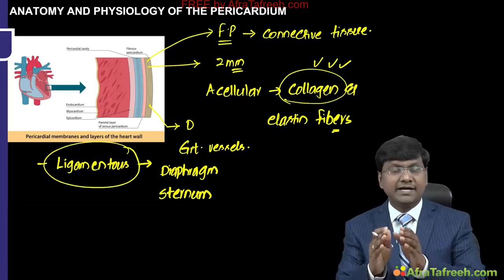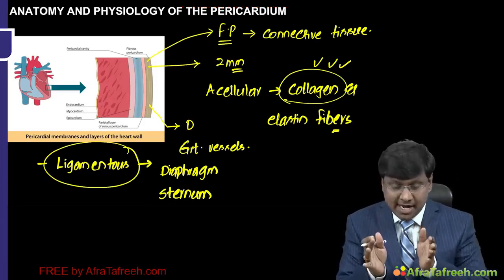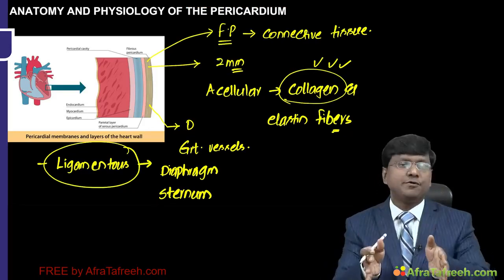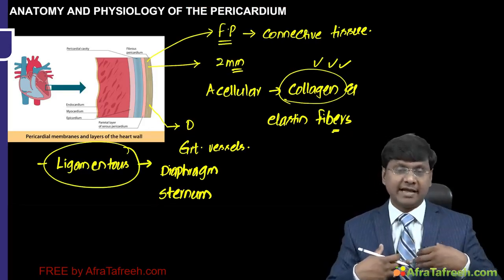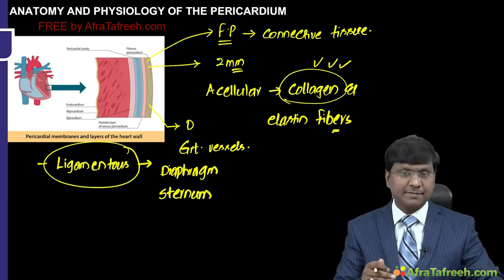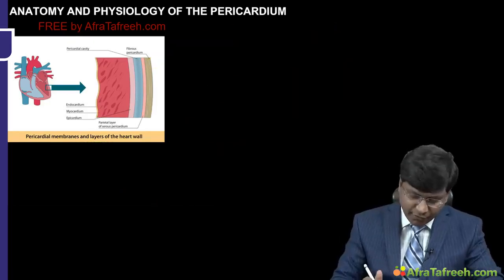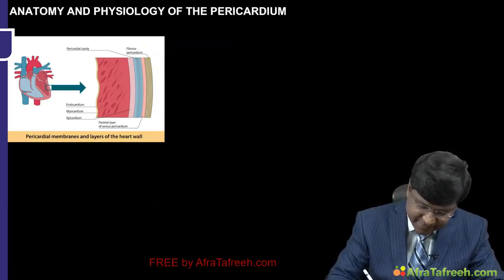The importance of the attachments is that these attachments ensure that the heart occupies a fixed position within the thoracic cavity. That is the importance of this ligamentous attachment of the fibrous pericardium to the diaphragm as well as the sternum. Now, followed by that, we have the serous pericardium.